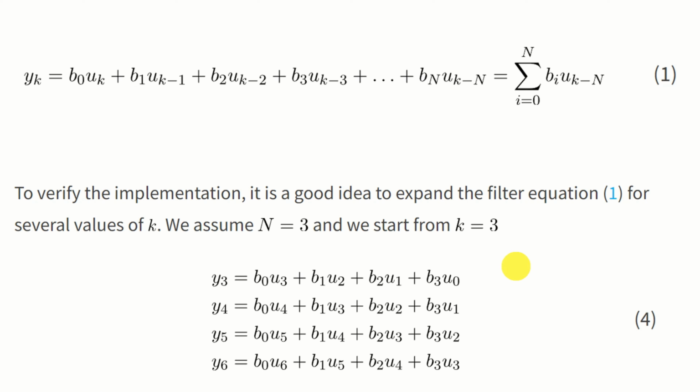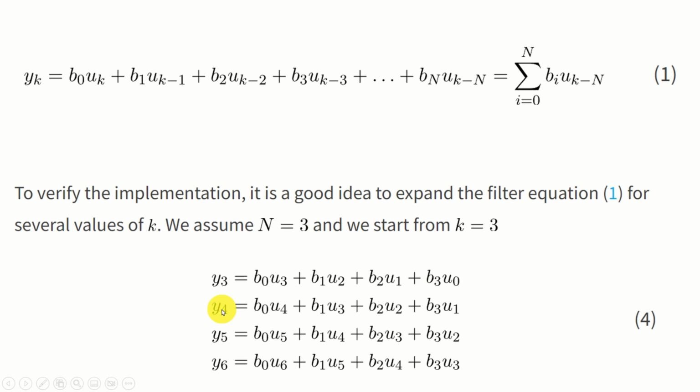In the sequel, we explain how to implement the FIR filter in the C++ programming language. And for that purpose, it's a good idea to expand this filter equation for several values of k. Over here, we assume that n is equal to 3, that is, that the filter is of the order 3, and we start from the time instant k equal to 3 inside of this equation. If we substitute k equal to 3, and if we expand this equation, we will have that y_3 is equal to b_0 multiplying u_3 plus b_1 multiplying u_2 plus b_2 multiplying u_1 and b_3 multiplying u_0.